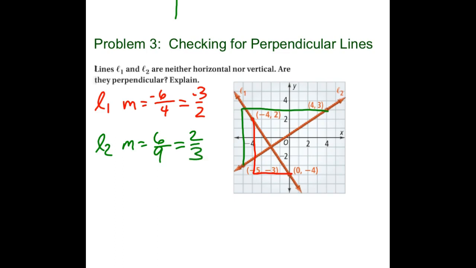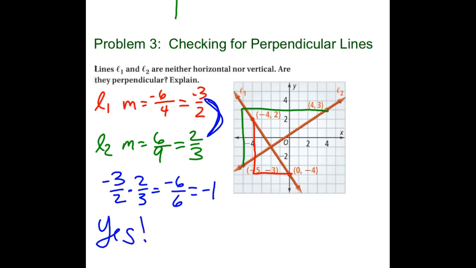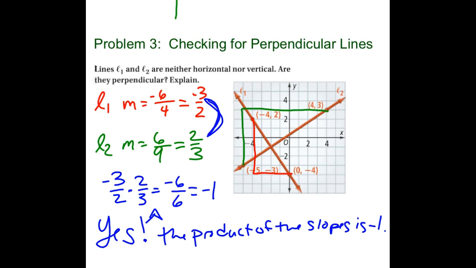Now, if I want to check if they're perpendicular, what I technically have to do is take the product of these two things. So I go -3/2 times 2/3. I get -6 over 6, which equals -1. Because their product is -1, they are perpendicular, so I can say yes. You can use the math work up there as your explanation, or you can write out that the product of the slopes is -1. And there you have it. So that's how we would do it when we have a graph.